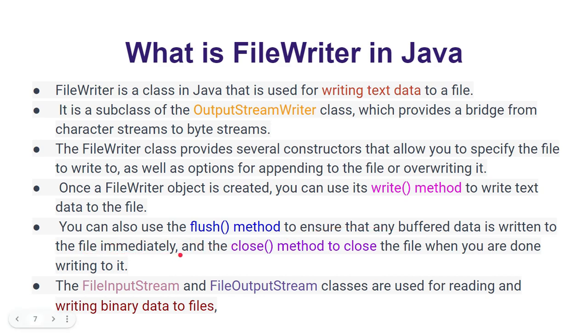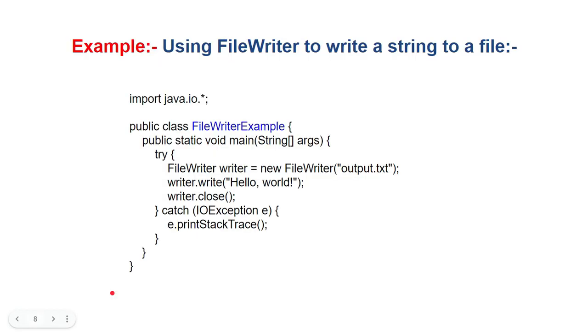The FileInputStream and FileOutputStream classes are used for reading and writing binary data to files. We are not using these classes as of now. Those examples you have already seen: we created a FileWriter, passed our file name, wrote with the help of the write method, and closed it. We have already seen those examples.